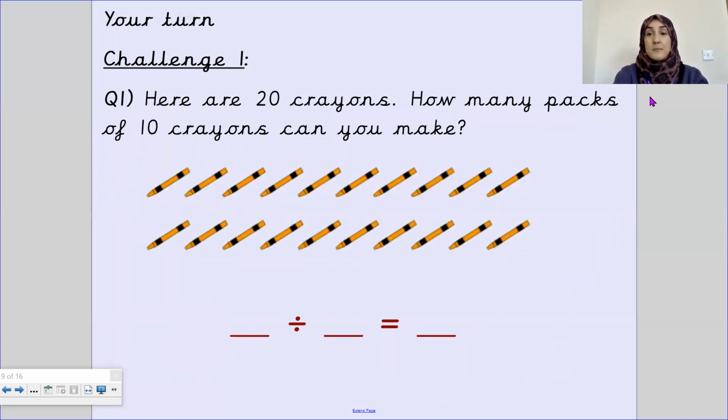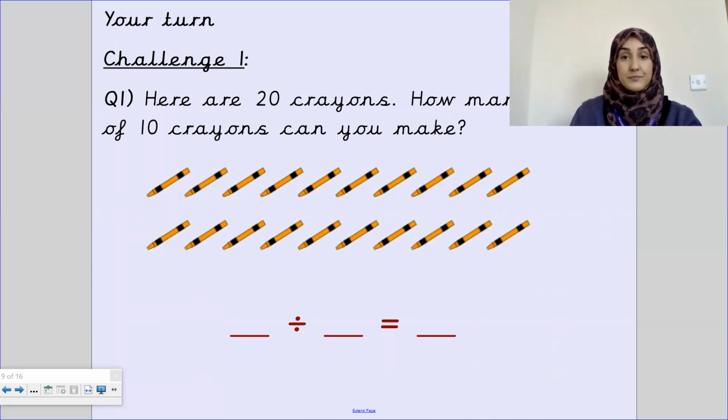So if you usually complete challenge 1, then listen up. We will go through one example together. Okay, so it says, here are 20 crayons. How many packs of 10 crayons can you make? So the first thing that I'm going to do is I'm going to count how many crayons are in the first row. 1, 2, 3, 4, 5, 6, 7, 8, 9, 10.